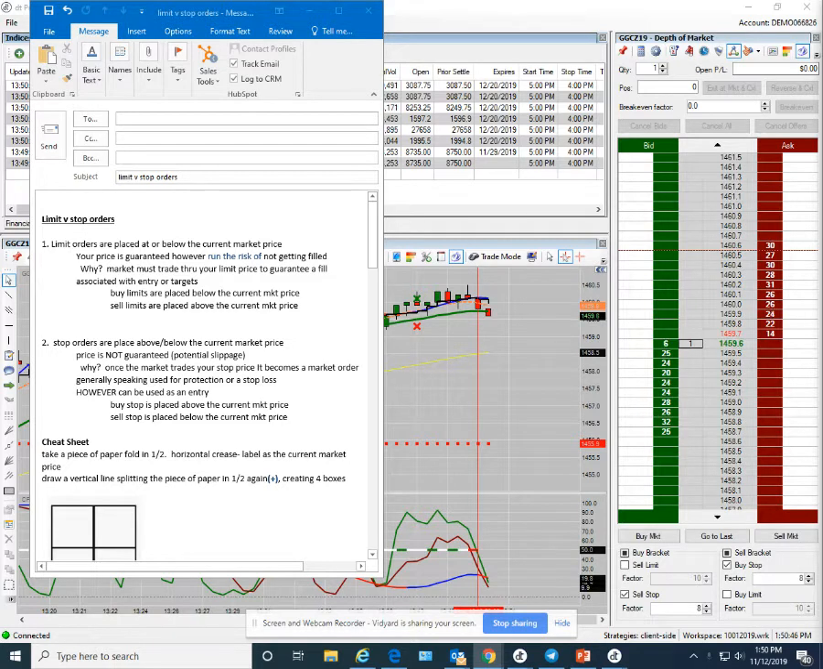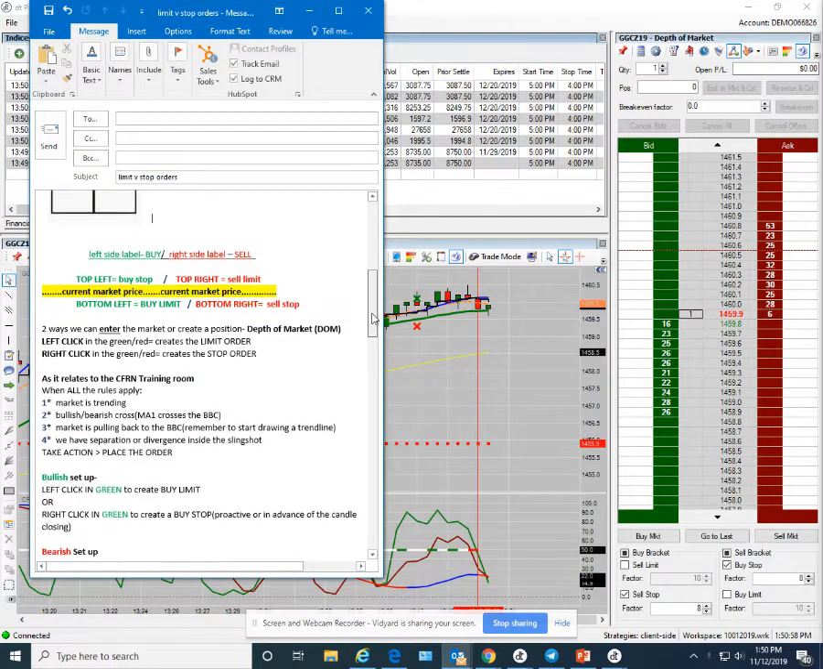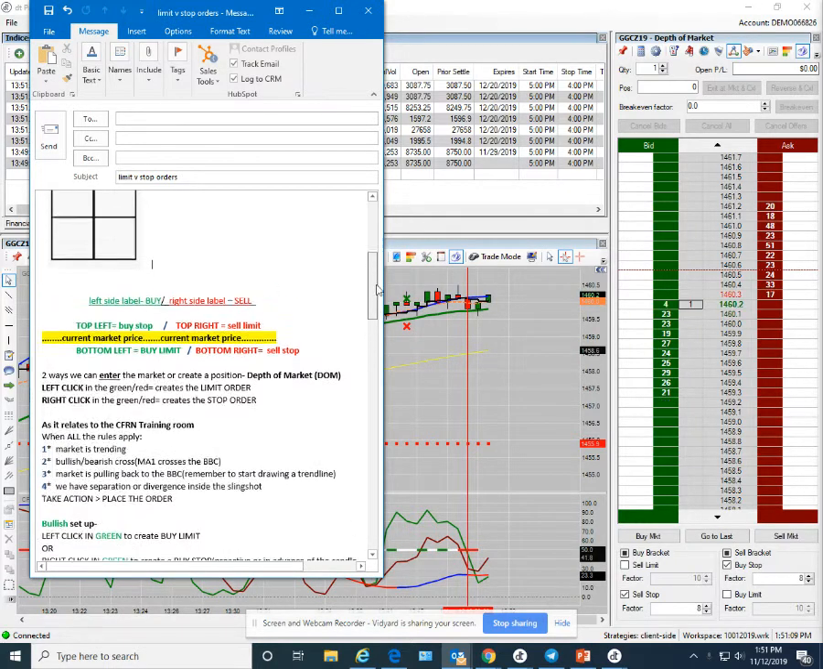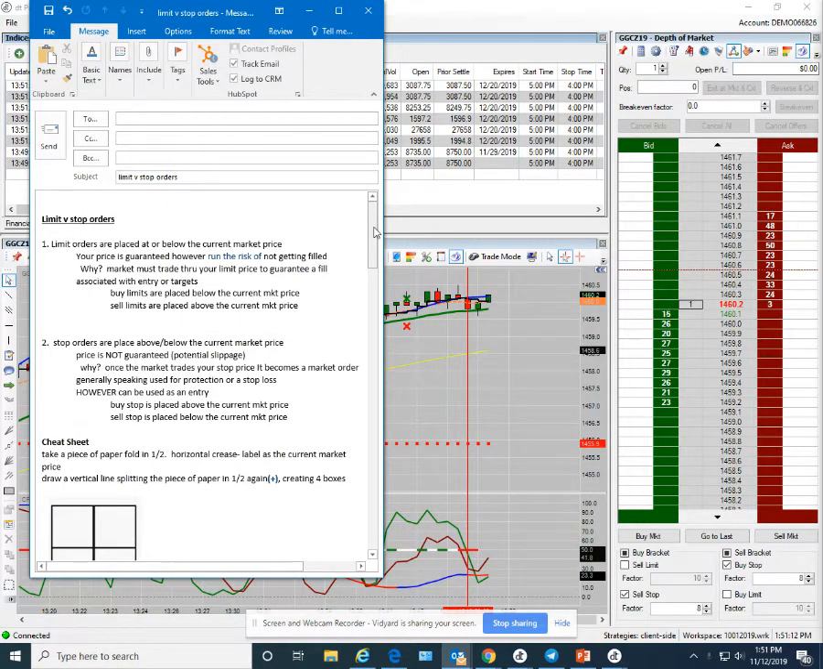I thought it would take probably 5 or 10 minutes to go over the difference between what a limit order is versus a stop order. And not only that, how it relates to the CFRN trade setup and the training room, the things that we're looking at inside the market while Michael is talking in the training room. All right. A lot of questions pop up about it, so I thought it was time to get off the bench and create a small video on what it is and how to execute it.